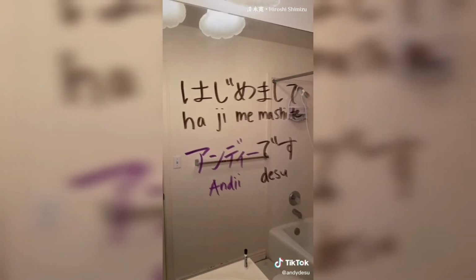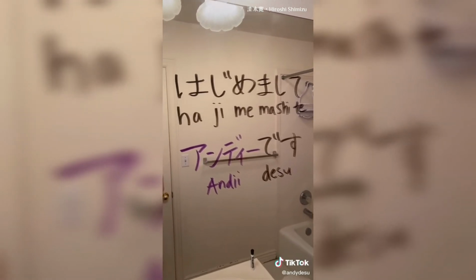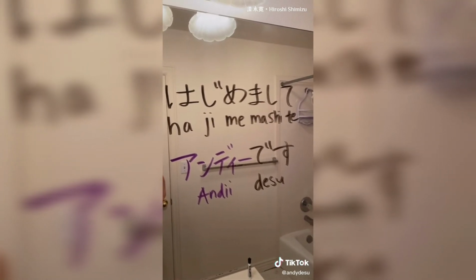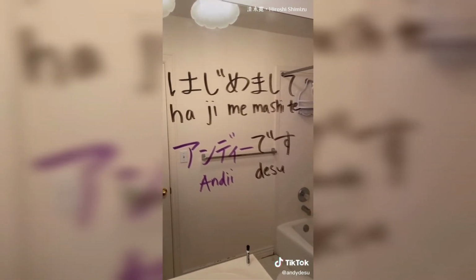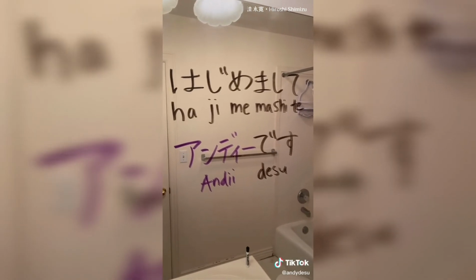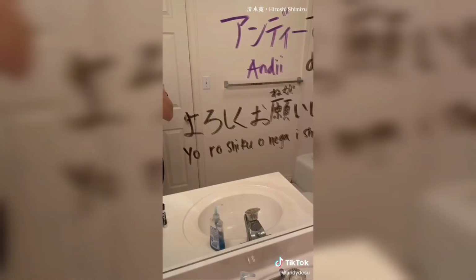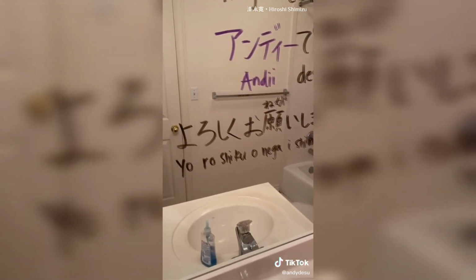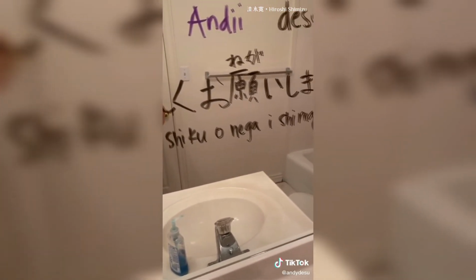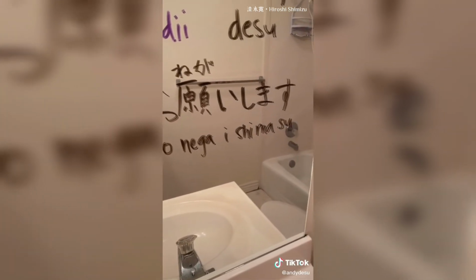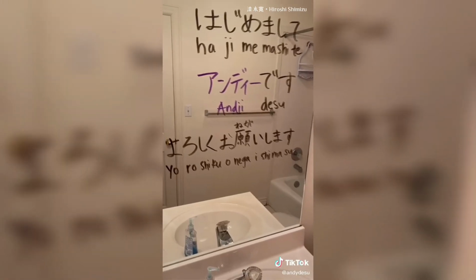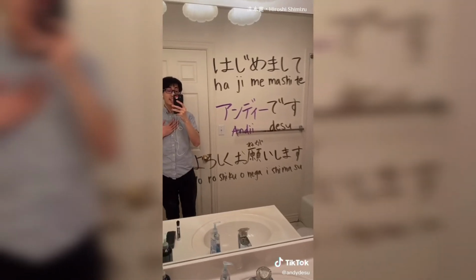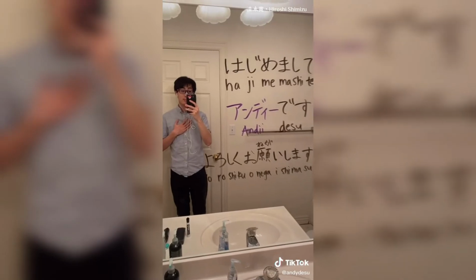When you meet someone for the first time, you would greet them by saying hajimemashite. Hajimemashite literally means the first time, but it's usually translated as nice to meet you. At the end of the introduction, you would say yoroshiku onegai shimasu. Yoroshiku onegai shimasu means pleased to make your acquaintance. Hajimemashite, Andy desu. Yoroshiku onegai shimasu.